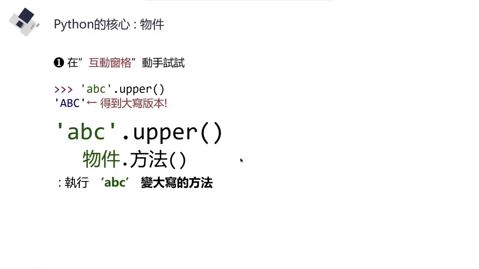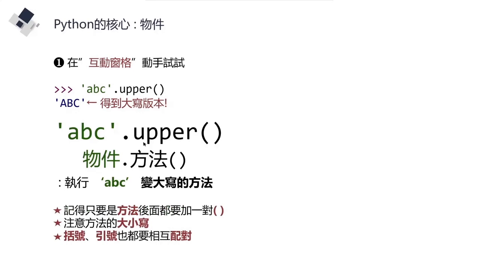In addition, please help me remember the following points. As long as it is a method, called method in English, it must be followed by a pair of brackets. Furthermore, the case of the method name matters. For example, the upper method: if one of the letters is mistyped, such as capitalized, it won't recognize what you're trying to do. And as I just kept saying, give it a pair of what, give it a pair of what. As long as there are brackets or quotation marks, remember to pair them in pairs.